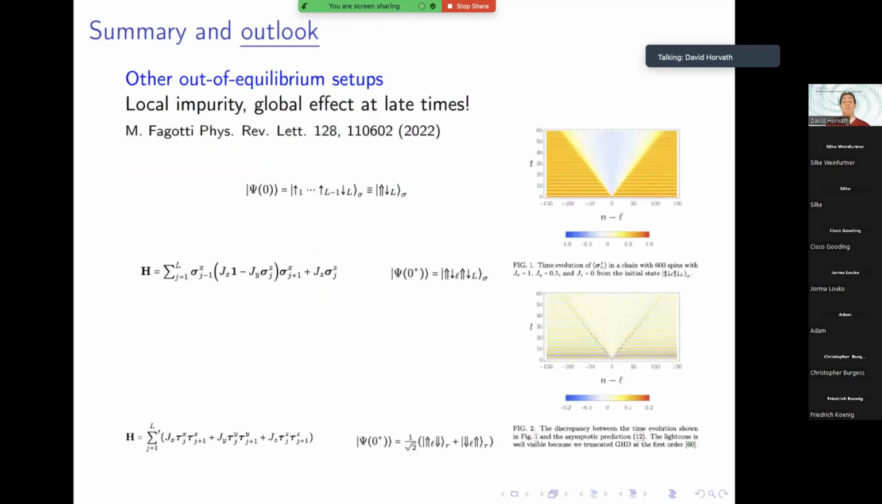First of all, I would like to show you a very similar inhomogeneous protocol to what I was discussing, but on a spin chain with very surprising results. So it's a simple spin chain, and the authors considered a global quench plus a local impurity, namely a single spin flip on top of a global quench. And the observation was that this single innocent impurity, a single spin flip, causes global effects at late times.